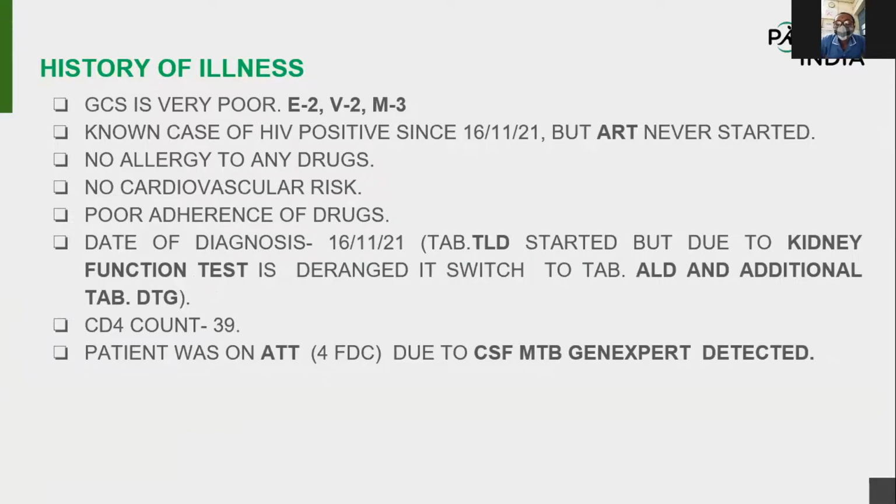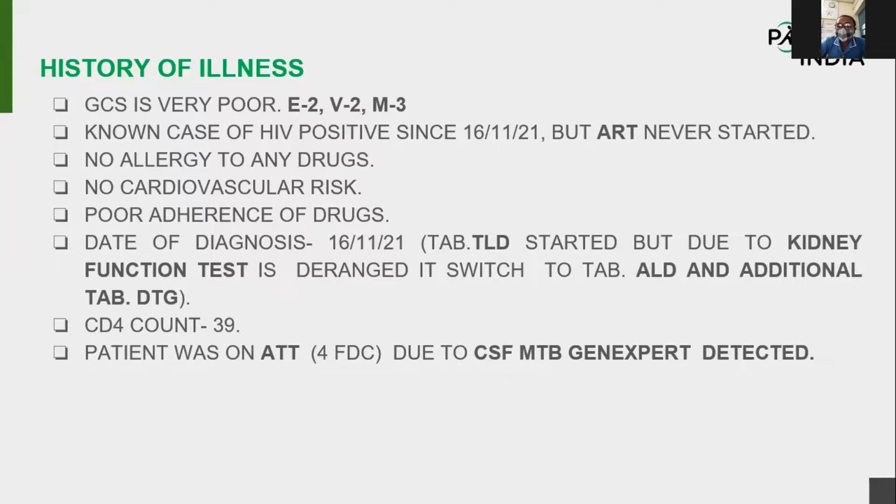History of illness. When he came to our facility, his GCS was very poor, that is E2, V2, and M3. That is total score of 7. Known case of HIV positive since 16th November 2021, but he never started ART, no allergy to any drugs, no cardiovascular risk, poor adherence to drugs because he was not taking ART treatment. Date of diagnosis of HIV was 16/11/2021, but he never started the ART medicine.